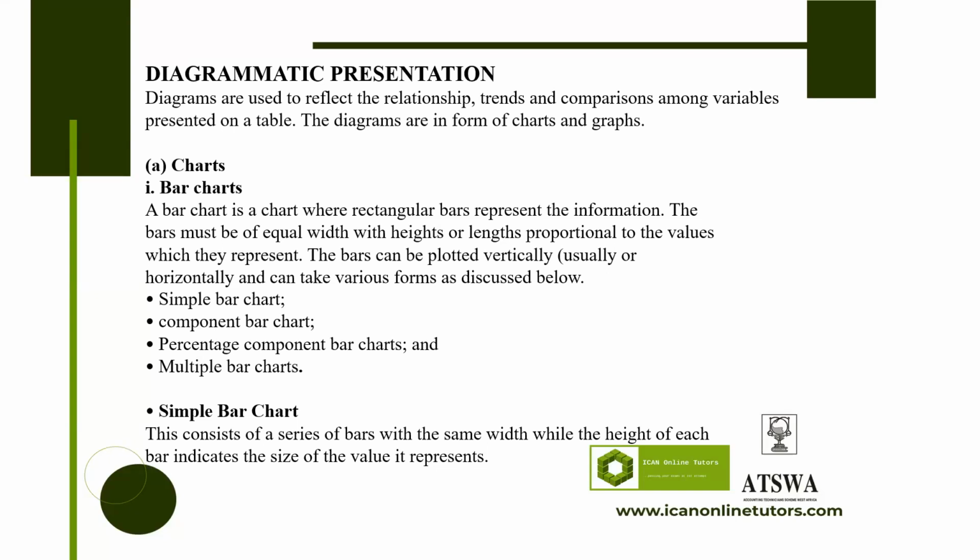Sorry, and this diagram comes in the form of charts and graphs. So we're going to be looking at these charts and these graphs. The first one is chart. The first one is what? Bar chart. It says a bar chart is a chart where rectangular bars represent the information. The bars must be of equal width, and the height or length proportional to the values they represent. The bars can be plotted vertically, usually, or horizontally, and can take various forms.